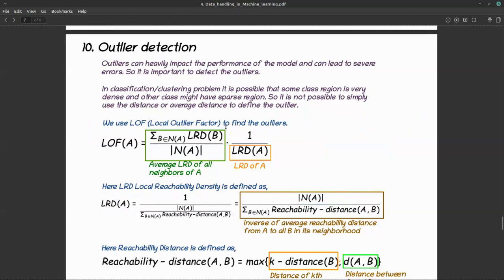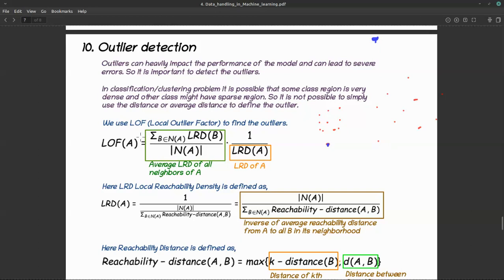So when will you say it is an outlier? Let's say I have a dense cluster and one point is somewhere here, and I have a sparse cluster and one point is, let's say, somewhere here. You cannot say this is an outlier, because in this cluster the average distance is this much. So how will you identify these two outliers?